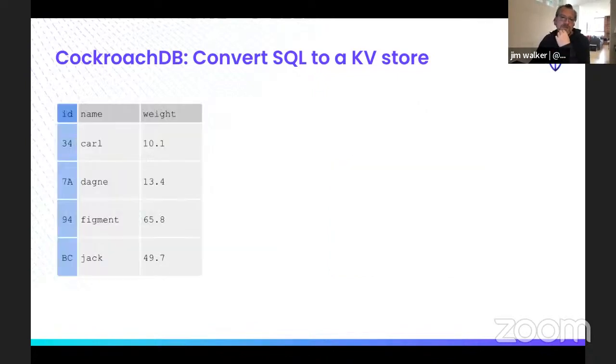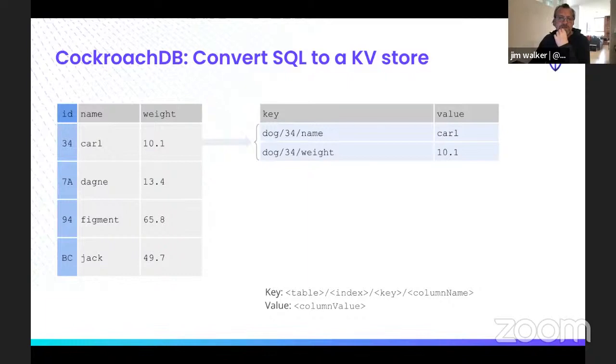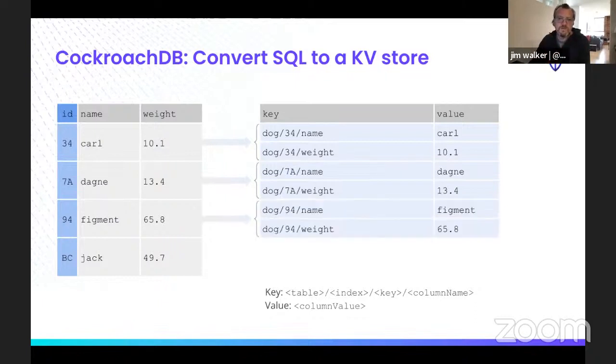We basically take each one of these entries, and each one of them is going to turn into 2 entries in the KV store at the storage layer. Dog is the name of the table. There's the key, there's the column name, and then there's the value Carl, weight 10.1. And we do this for each one of the rows, okay?